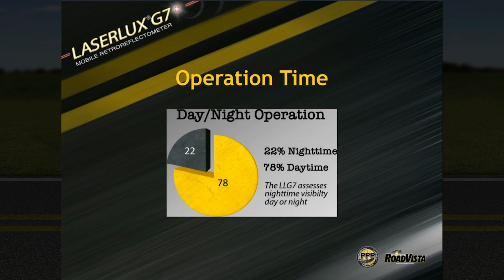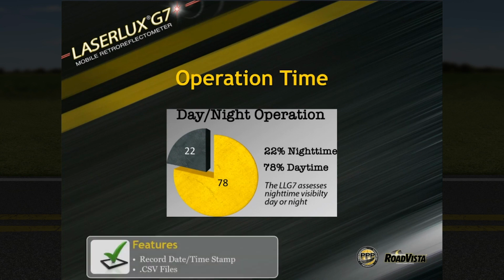All right, operation time. What's really cool about the LLG7 for us is that we were able to operate the machine both day and night. Most of our assessment, 78%, was done in the daytime, and about 22% after nightfall. This is something that's really great about the LLG7, and really it's the only MRU on the market that is not restricted by any time of day or night. If you can only measure at night, you lose a lot of days and a lot of time. Let's say that it's raining on the night that you want to go out and measure. Well, you have to wait for the next night.